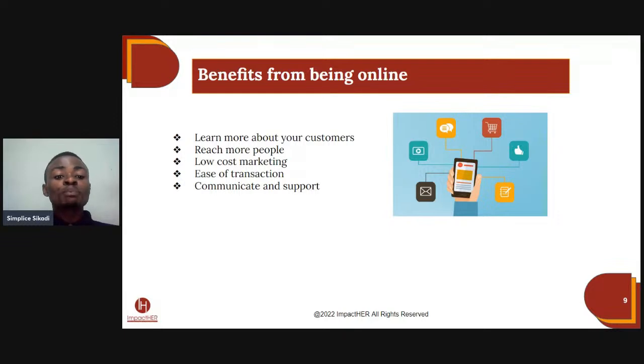And you can even use sponsored ads to reach out to 20,000 people, 30,000 people, and even more depending on your budget. So those are the advantages. Another benefit of being online is low cost marketing. You don't need to own a store to be online. In fact, you don't even need to own a product to be online.